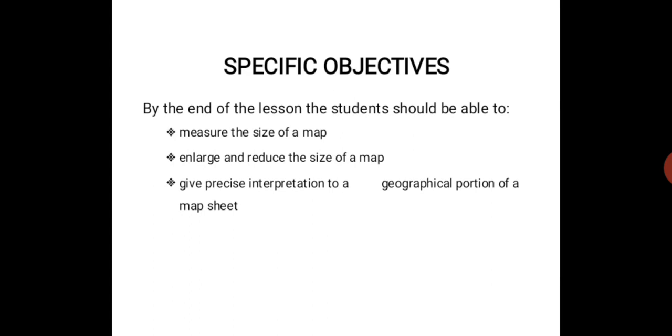What are our specific objectives for this lesson? What do I intend students to learn, to know and understand by the end of this lesson? By the end of this lesson, the students should be able to: 1, measure the size of a map, enlarge and reduce the size of a map, give precise interpretation to a geographical portion of a map sheet.